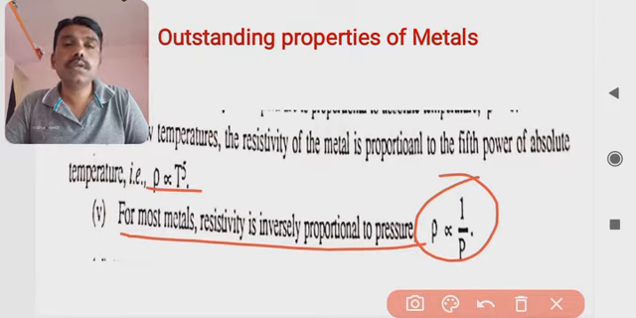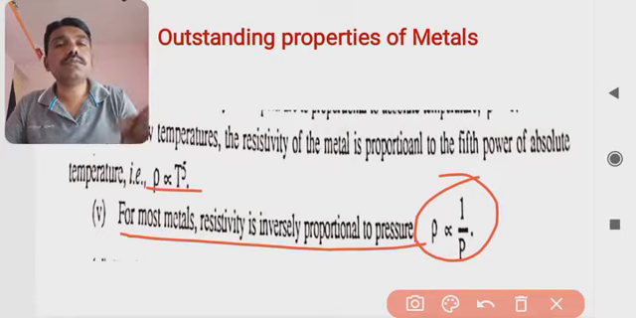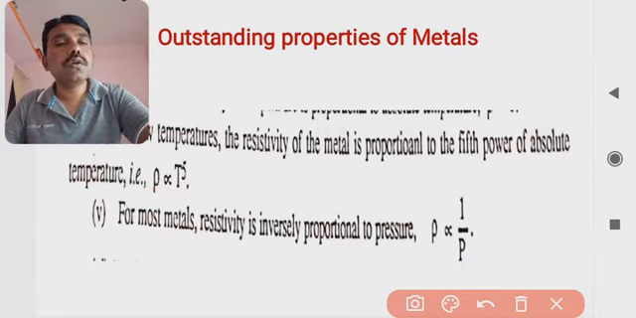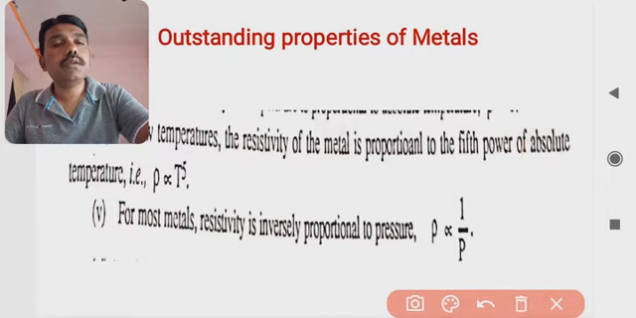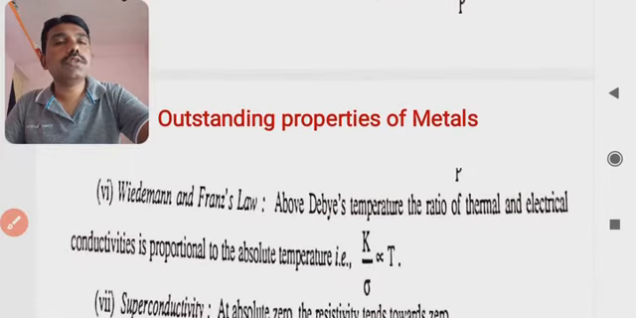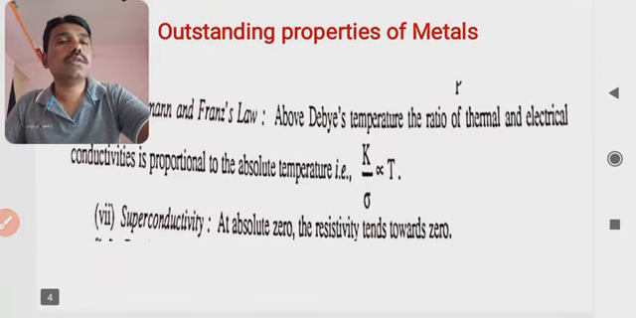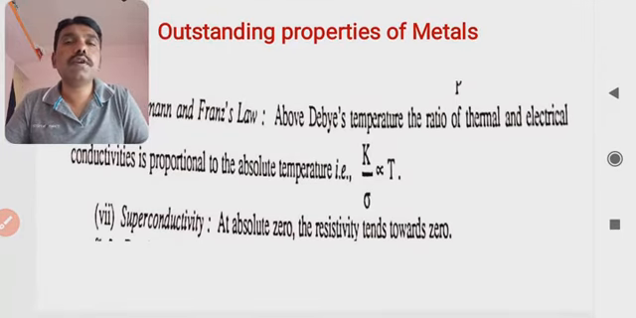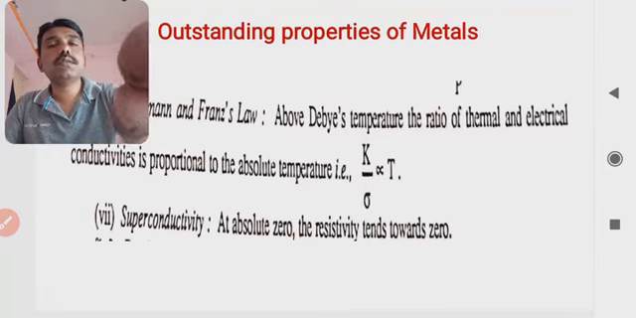Resistivity increases as far as metals are concerned. This is how the properties of metals are, and these properties are very important to understand if we want to study metals in detail.